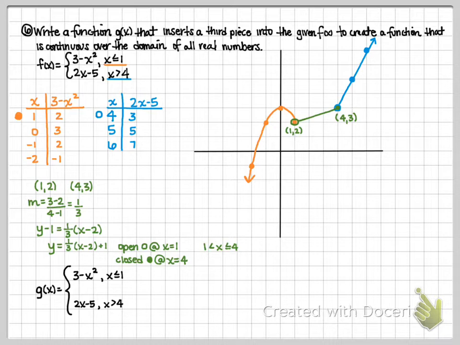So 1/3 times x minus 2, plus 1, and my restriction, there we go. We have a full, complete, continuous function that is now going to be called g of x, because f of x was just the orange and the blue. G of x is the continuous function that includes all of them. So you need to make sure at the very end that you do have the entire g of x function that includes all 3 of them.